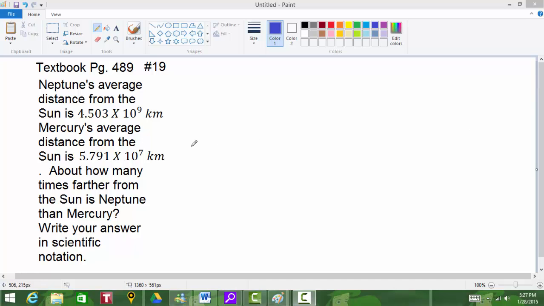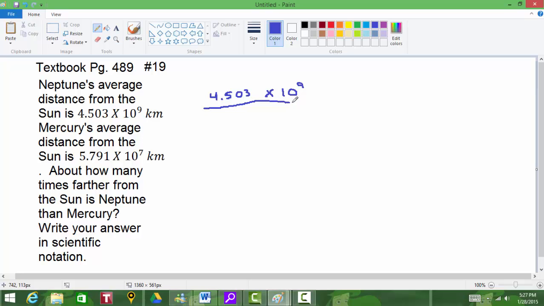Okay, so what we're going to do on this problem, we're trying to figure out how many times further. So I'm going to take the 4.503 times 10 to the ninth, which is the first one, Neptune's, and then I'm also going to take Mercury's average, which was 5.791 times 10 to the seventh power.